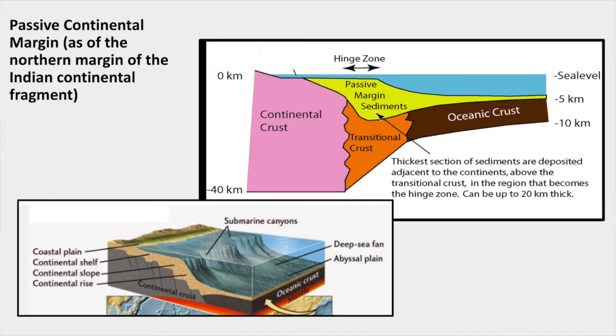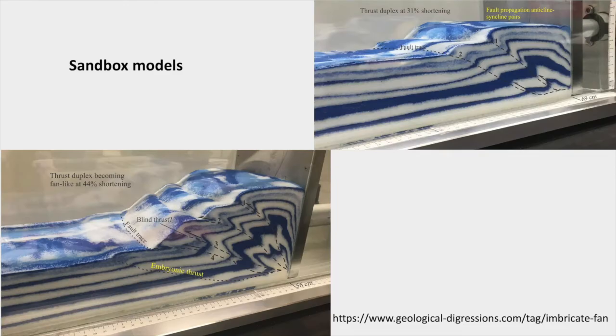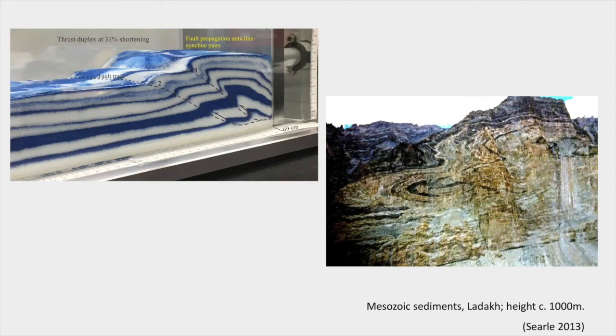If you do sandbox modeling and you establish some layers of white and blue sand and then squeeze it from the right-hand side, this is what happens. And when you've got 30% closure, you get folds. And when you've got 44% contraction, I should have said, you get thrusts. So the fold breaks and you get a thrust coming up out of the focus point. And that's exactly what you see in the mountain chain.